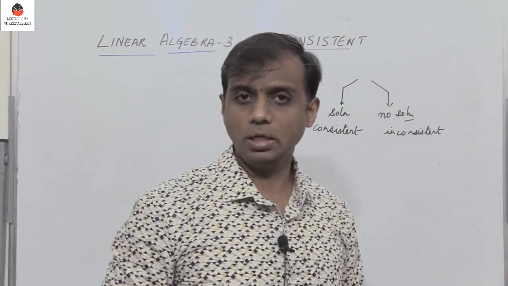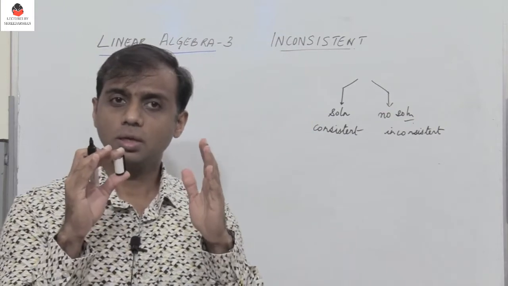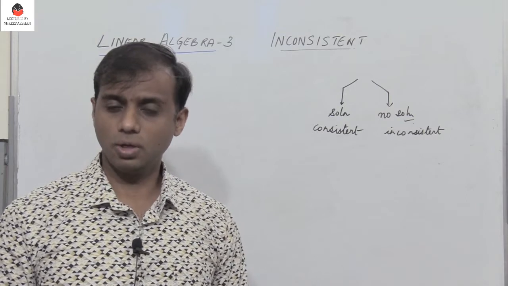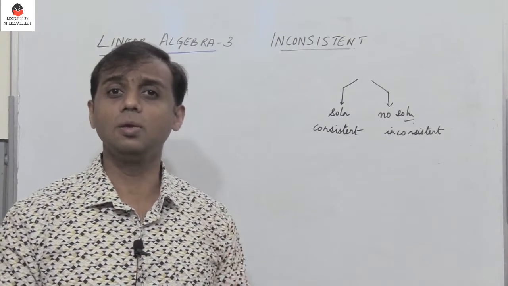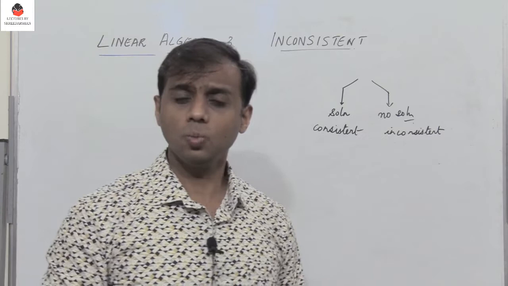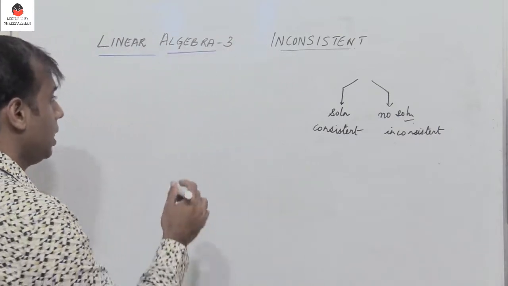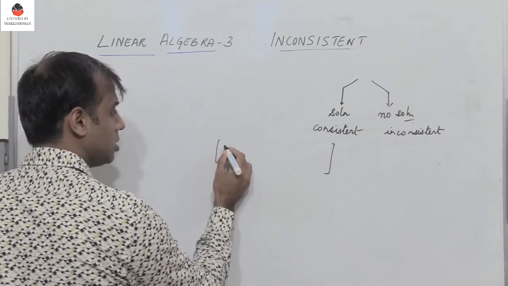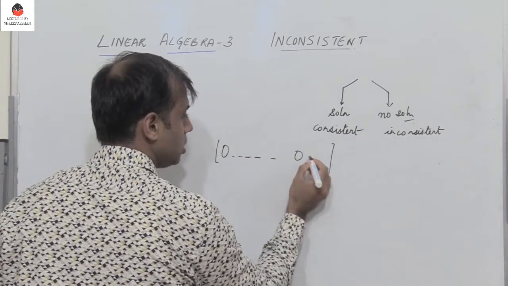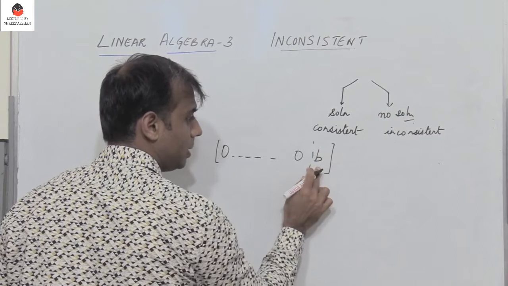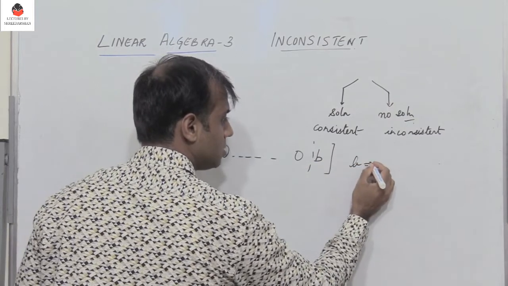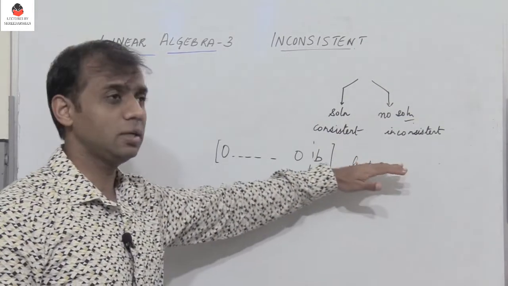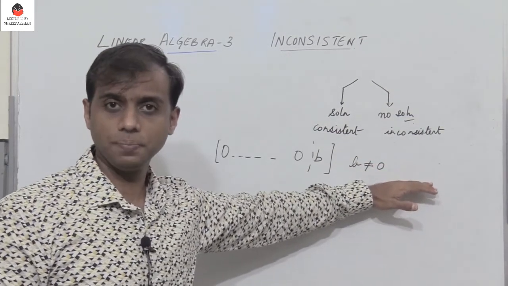Now, given a set of linear equations, you first write the augmented matrix and then apply row transformation operations and get the reduced echelon form. Once you get the reduced echelon form, if the last row of the augmented matrix is of the form all zeros and then the last element being equal to b, where b is not equal to 0, then we can conclude that the system of linear equations are inconsistent.